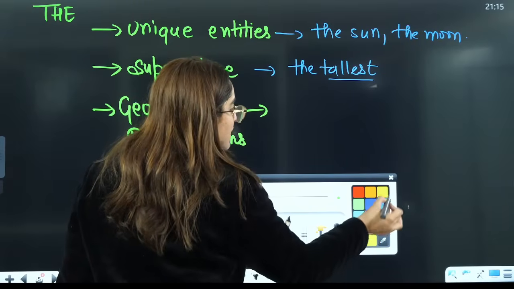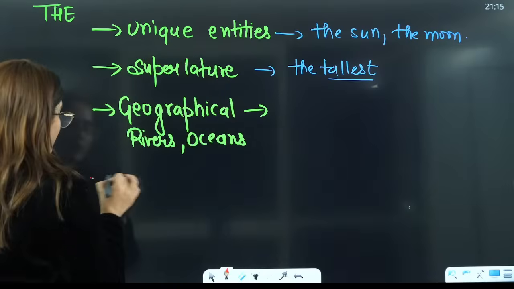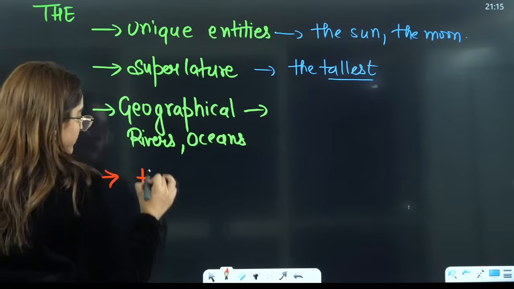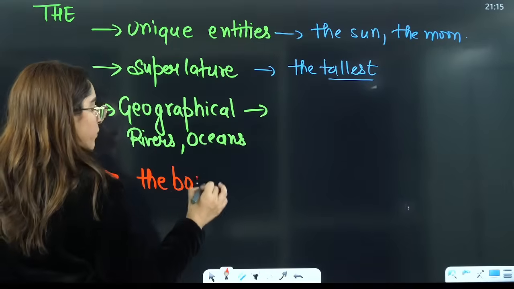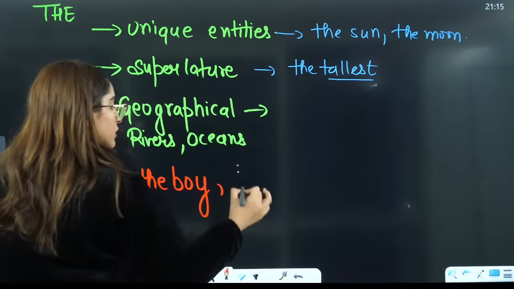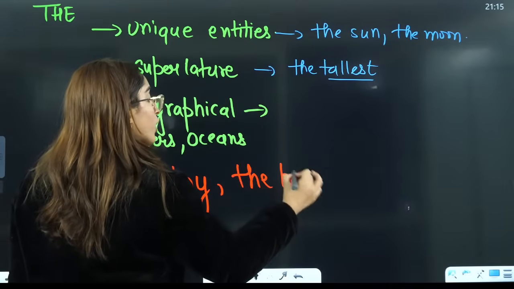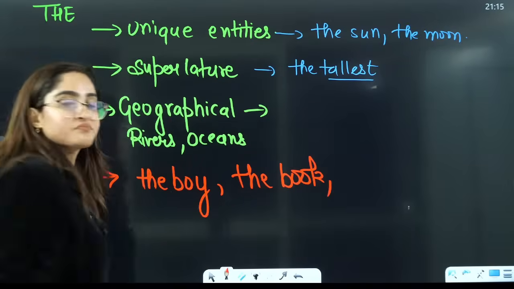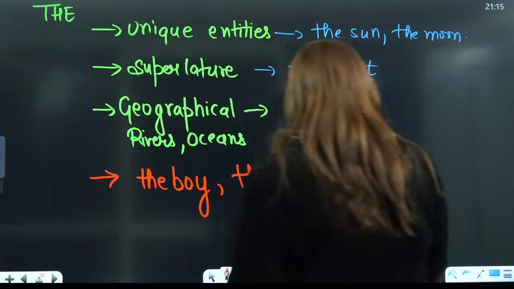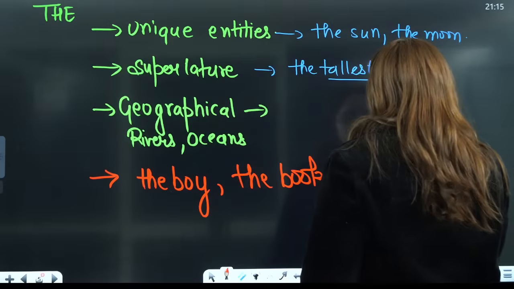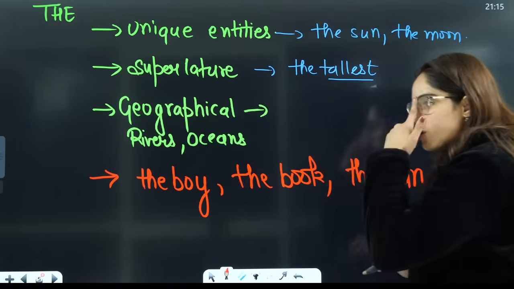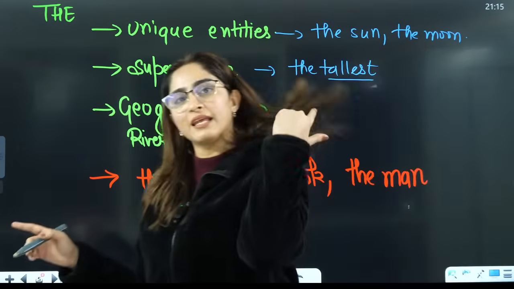Now the last one is something specific, for example I am saying the boy. Now ma'am, boy is not that unique. The book. Now why ma'am have you used the book here? The man. Why in these cases also use the? Now this can be any other case as well.